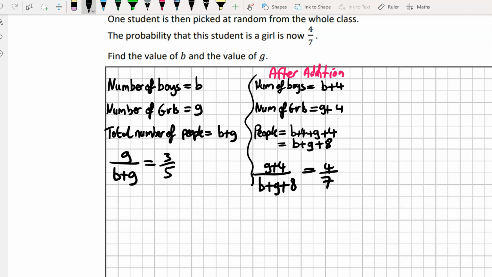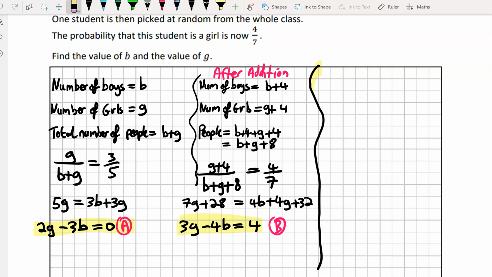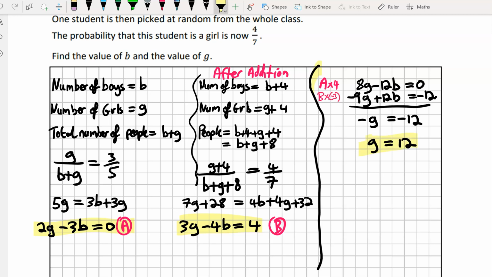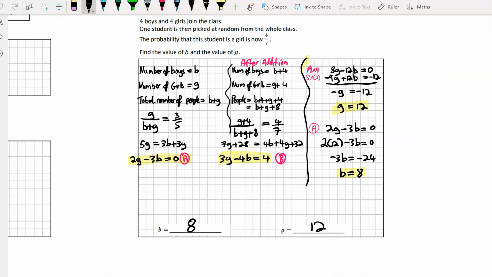Now I'm just going to get rid of my fractions in both of these by cross-multiplying and turning them into 2 nice equations. Two equations, A and B: 2G minus 3B equals 0, 3G minus 4B equals 4, simultaneous equations to solve. Multiplying equation A by 4 and equation B by minus 3, we solve for G equals 12, and we sub back in for B. You get B is 8 and G is 12.